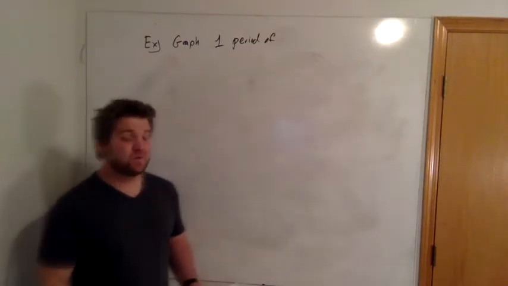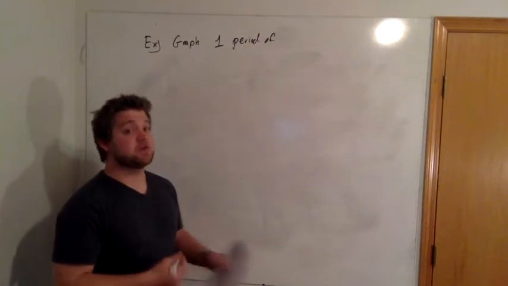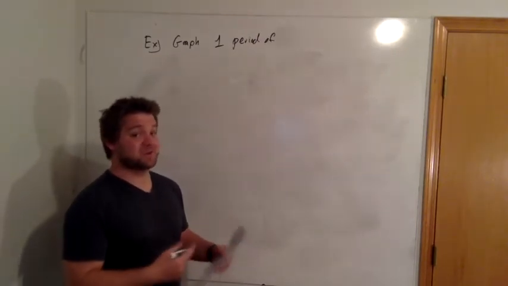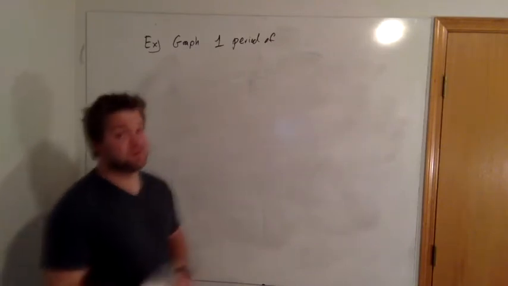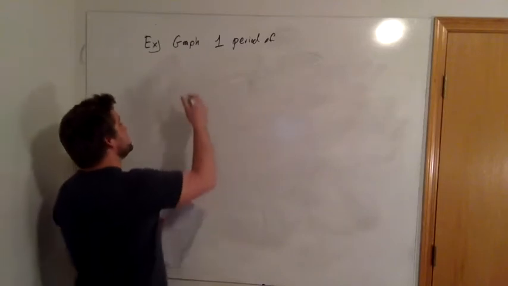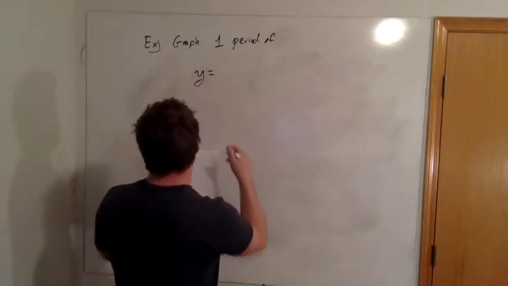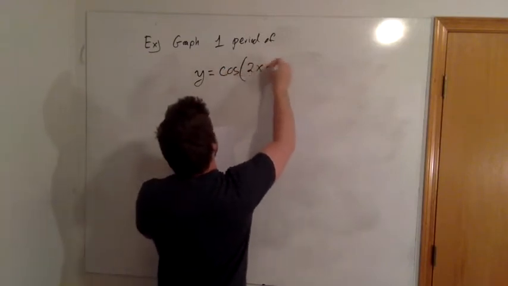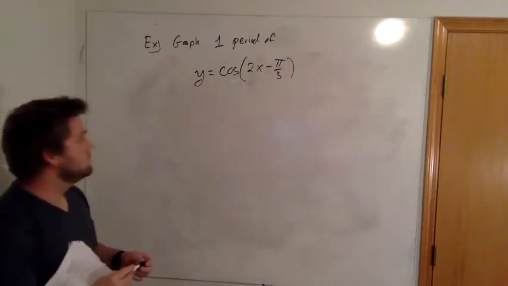In general, when we're doing horizontal shifts of sines and cosines, we need to be a little bit careful. Not just with sines and cosines, but with horizontal shifts of any function, any sort of function transformation, you do need to be careful. Let me show you what I mean. For this example, let's say we want to graph one period of cosine of 2x minus pi over 3.